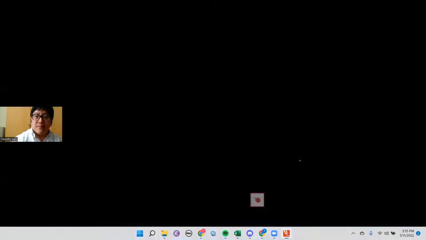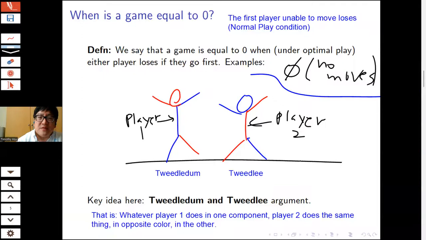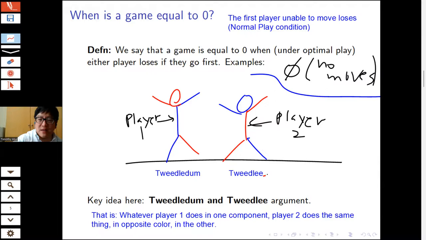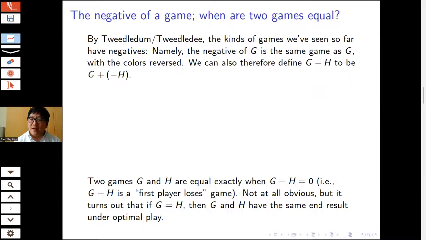Okay, so that's the sum of two games when the game equals zero. Now, the negative of a game. By Tweedledum, Tweedledee, the kinds of games we've seen so far have negatives, which means that the negative of G is the same game as G with the color reversed. This is sort of saying that Tweedledee equals minus Tweedledum. So we can therefore define G minus H to be G plus minus H.